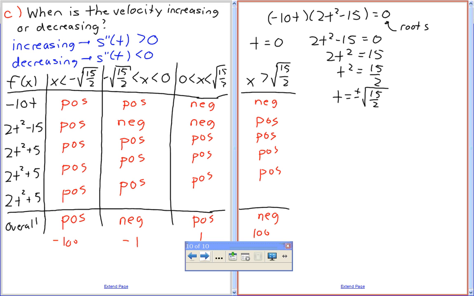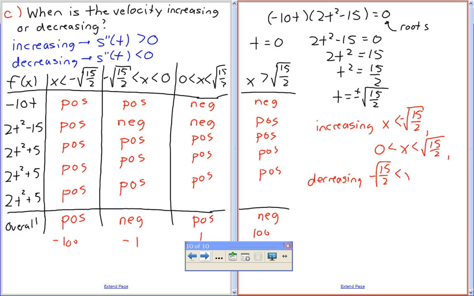What did that tell us? That told us that the graph is increasing when x is less than negative root 15 over 2, and 0 is less than x is less than root 15 over 2. Decreasing when negative root 15 over 2 is less than x is less than 0, and x is greater than root 15 over 2. Okay, this is what will lead into the rest of the course.